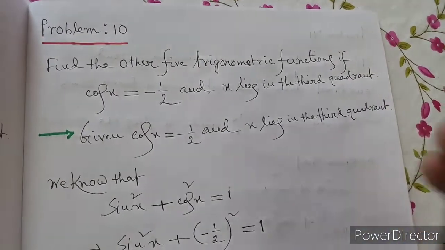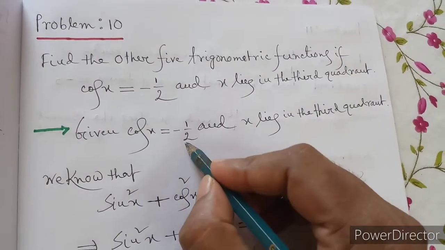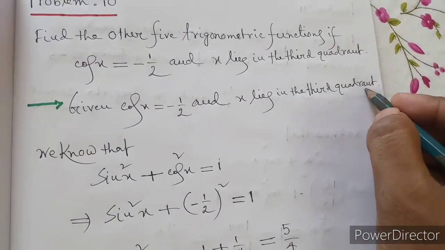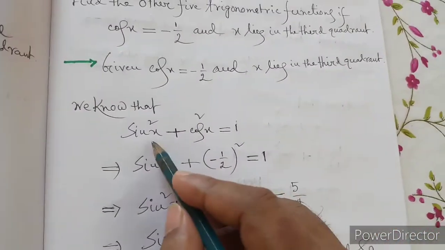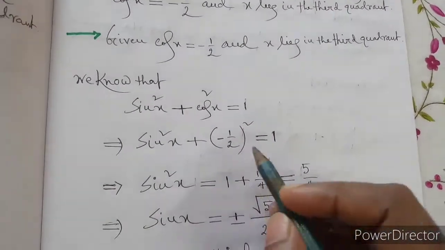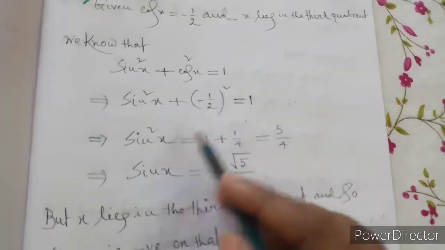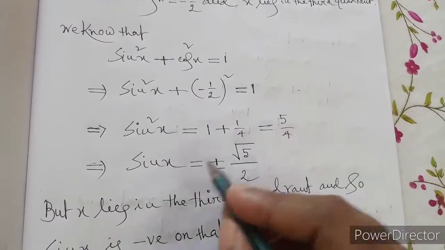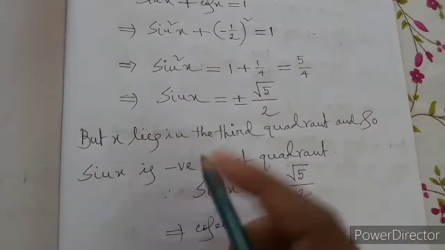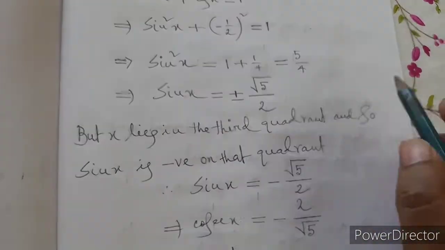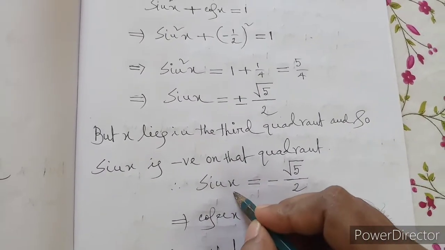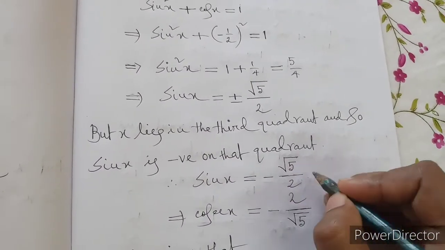How to solve it? Given cos x equal to minus 1 by 2 and x lies in the third quadrant. So we know that sin square x plus cos square x equal to 1. Put the value of cos x here. So sin square x equal to 3 by 4. So sin x should be equal to plus minus root 3 by 2. But x lies in the third quadrant. So sin x is negative in that quadrant. So sin x should be equal to minus root 3 by 2.